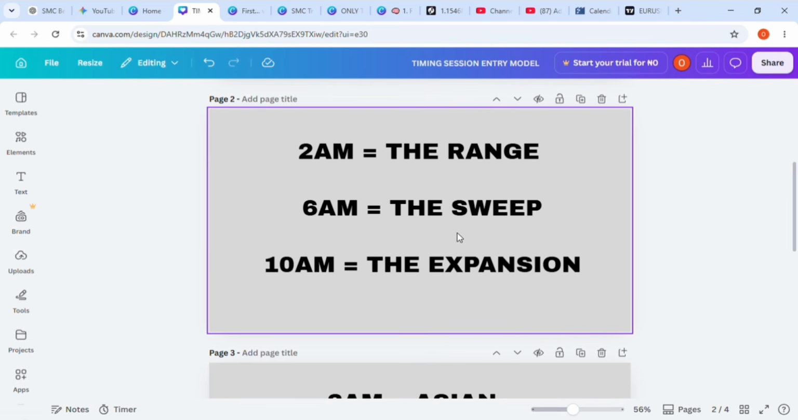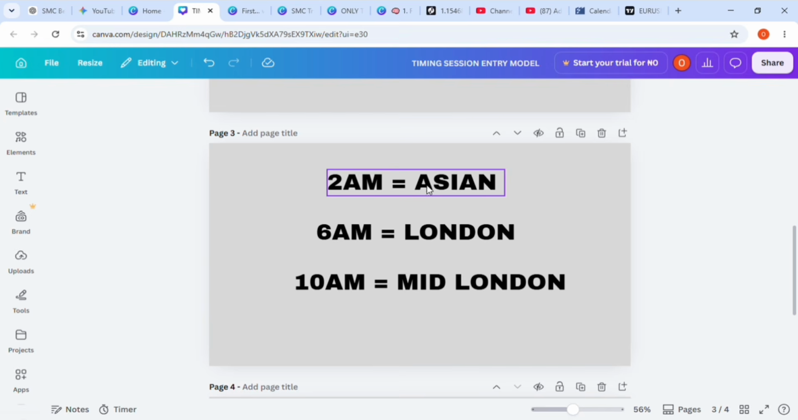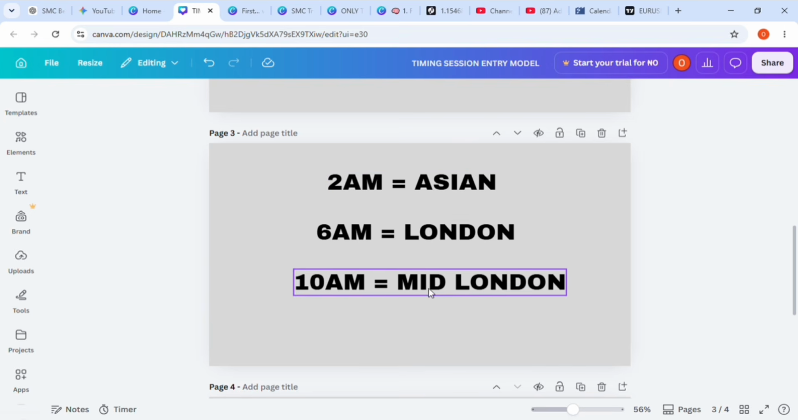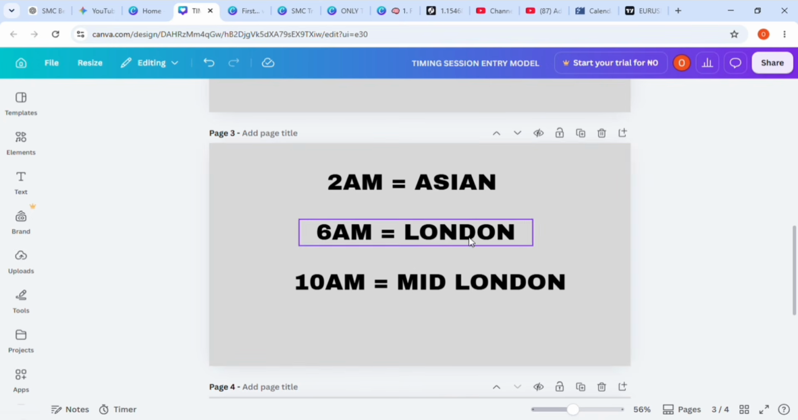In our sections, we have the 2 a.m. Eastern section, 6 a.m. London section, 10 a.m. mid-London section. I've talked to you guys about sections in our previous video. We have the Eastern section, London section, India section, Tokyo section, and Sydney section. But we are focusing on the Eastern section range, London section sweep, and the mid-London section expansion.